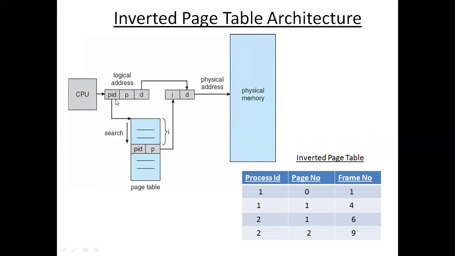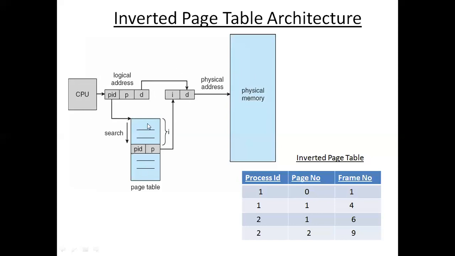So I take the combination of process ID and page number and pick up that particular frame. Then you add the offset and that will give you the physical address, or it will tell you which frame the processor, the CPU, basically has to look up.